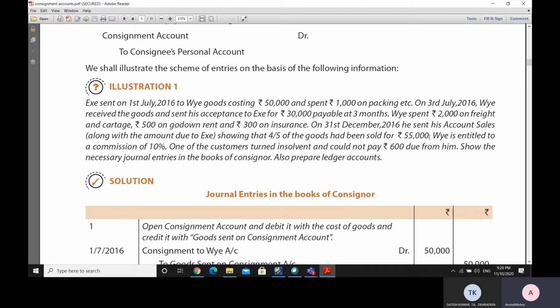Now Y was entitled to a commission of 10% as per the agreement between X and Y. Thereafter, it is also mentioned that one of the customers of Y has turned insolvent and he could not pay rupees 600, which was due from him, and we had to show the journal entries of such a case.